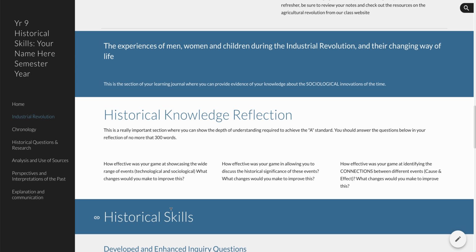Question 2. How effective was your game in allowing you to discuss the historical significance of these events? And again, for the A band, what changes would you make to improve this? Lastly, how effective was your game at identifying the connections between the different events? This is giving you the opportunity to showcase cause and effect. And what changes would you make to improve this?